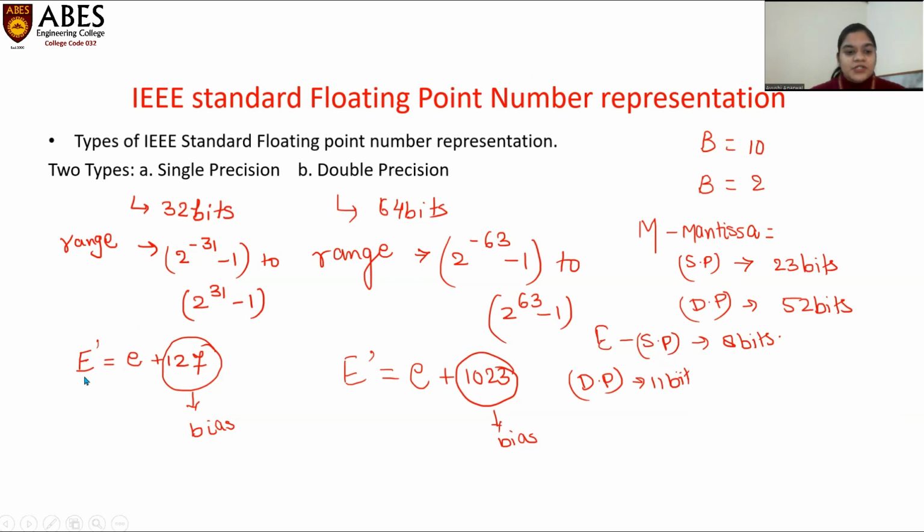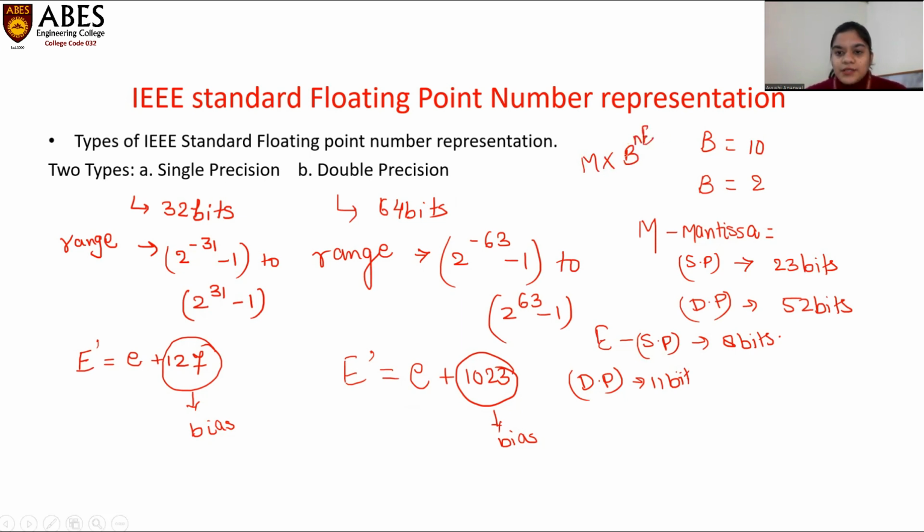In case of single precision, the exponent equation is E dash equals E plus 127, whereas in case of double precision, the biased exponent equation is E dash equals E plus 1023. Now this 127 is the bias value in case of single precision, and 1023 is the bias value in case of double precision. Talking about the three basic contents of any floating point number representation in the 754 standard, we represent it as m into base to the power of e.